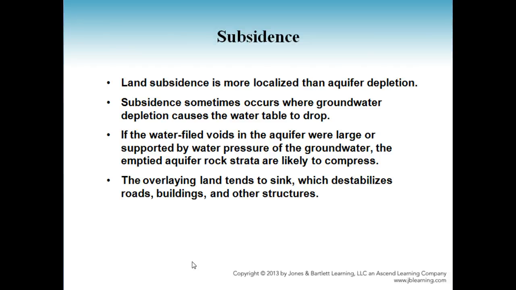Subsidence is more localized than aquifer depletion. Subsidence sometimes occurs where groundwater depletion causes the water table to drop. If the water-filled voids in the aquifer were large or supported by water pressure in the groundwater, the empty aquifer rock strata can compress and form sinkholes. The overlaying lands tend to sink, which destabilizes roads, buildings, and other structures.